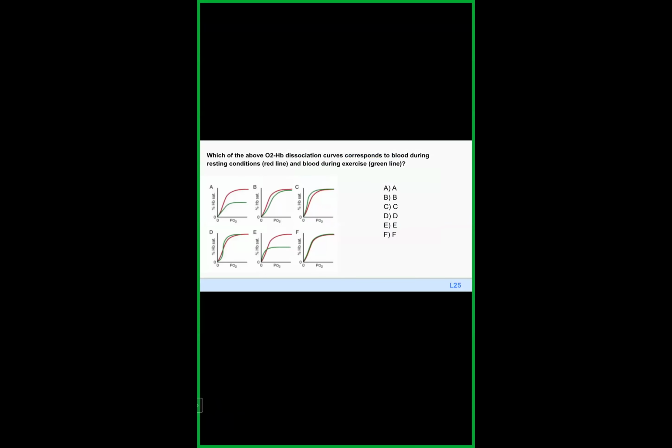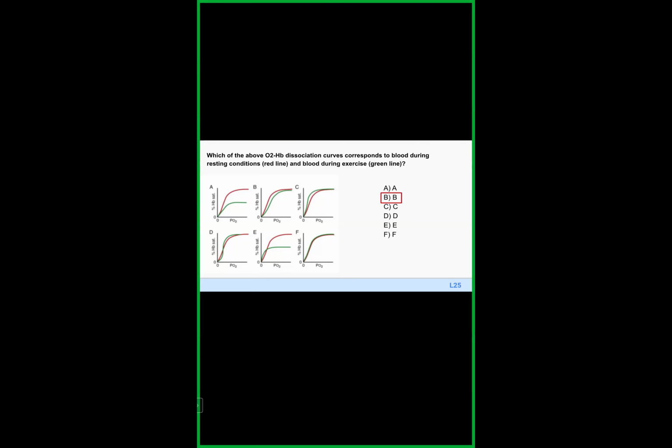Moving on, which of the above oxygen hemoglobin dissociation curves corresponds to blood during resting conditions, which is the red line, and blood during exercise, which is the green line? Great, guys, you got this. It is B. And the reason why we said that is because of the exercise.